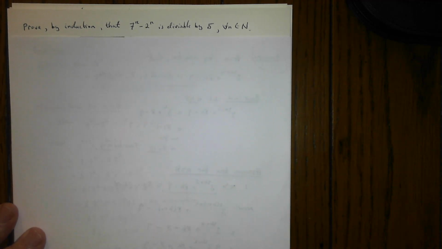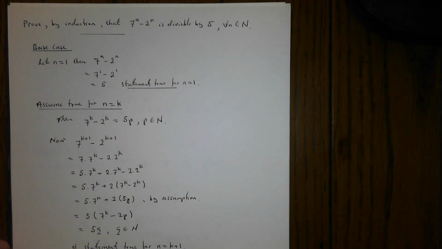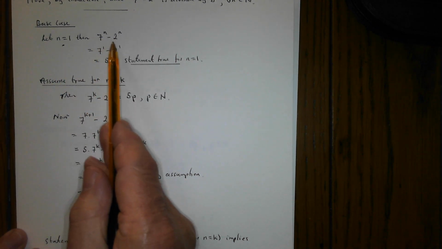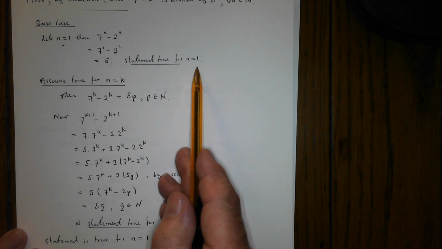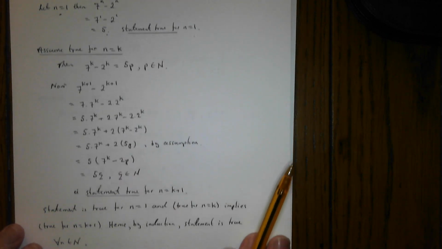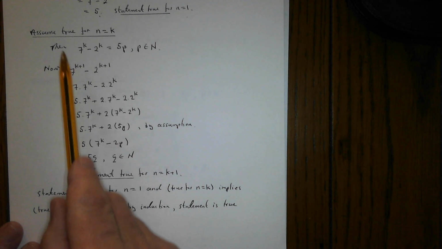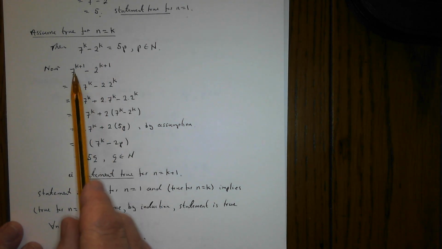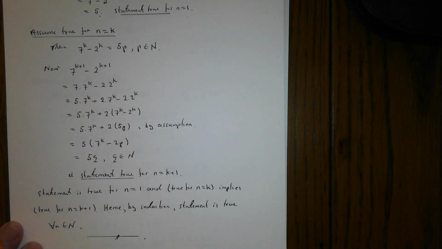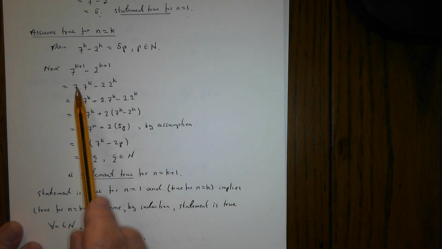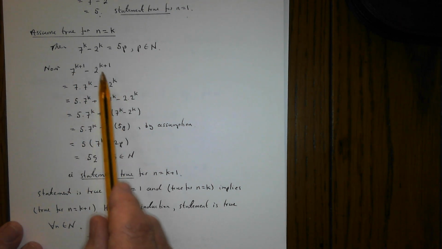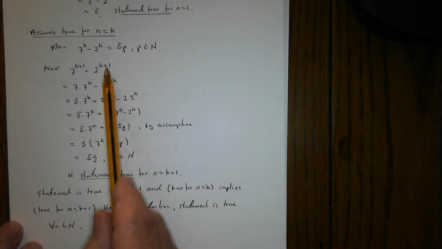And now that you have tried it, so many minutes later, let's have a look at a solution. So we have base case n equals 1: 7 to the 1 minus 2 to the 1 is 5, clearly true for n equal to 1. Then you have my proof here. Assume true for n equal to k, so 7 to the k minus 2 to the k is 5p. Consider n being k plus 1. Take out a 7, because 7 times 7 to the k is 7 to the k plus 1, minus 2 times 2 to the k, because 2 times 2 to the k is 2 to the k plus 1.